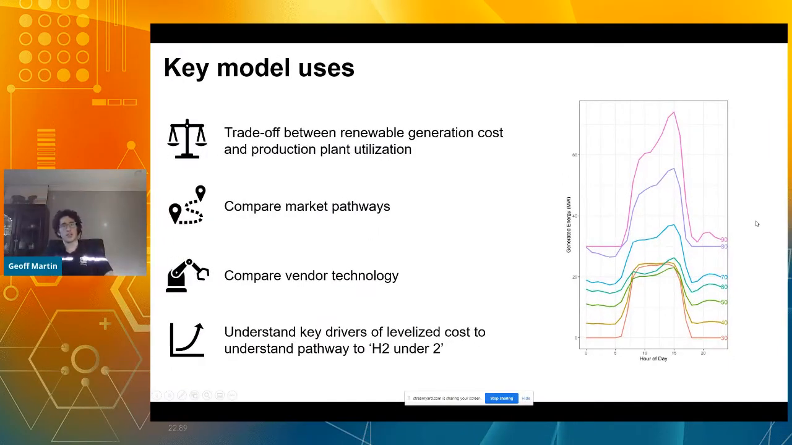All right, so I guess a couple of these I've already mentioned, but a summary of the key model uses. Sorry that I can't share actual results because that's all confidential, but I can talk about the kind of things we tested with the model. And one of those is the trade-off between generation cost and plant utilization. So I put in this chart to demonstrate how the utilization changes for different renewable profiles. So this red line here is 30% utilization.